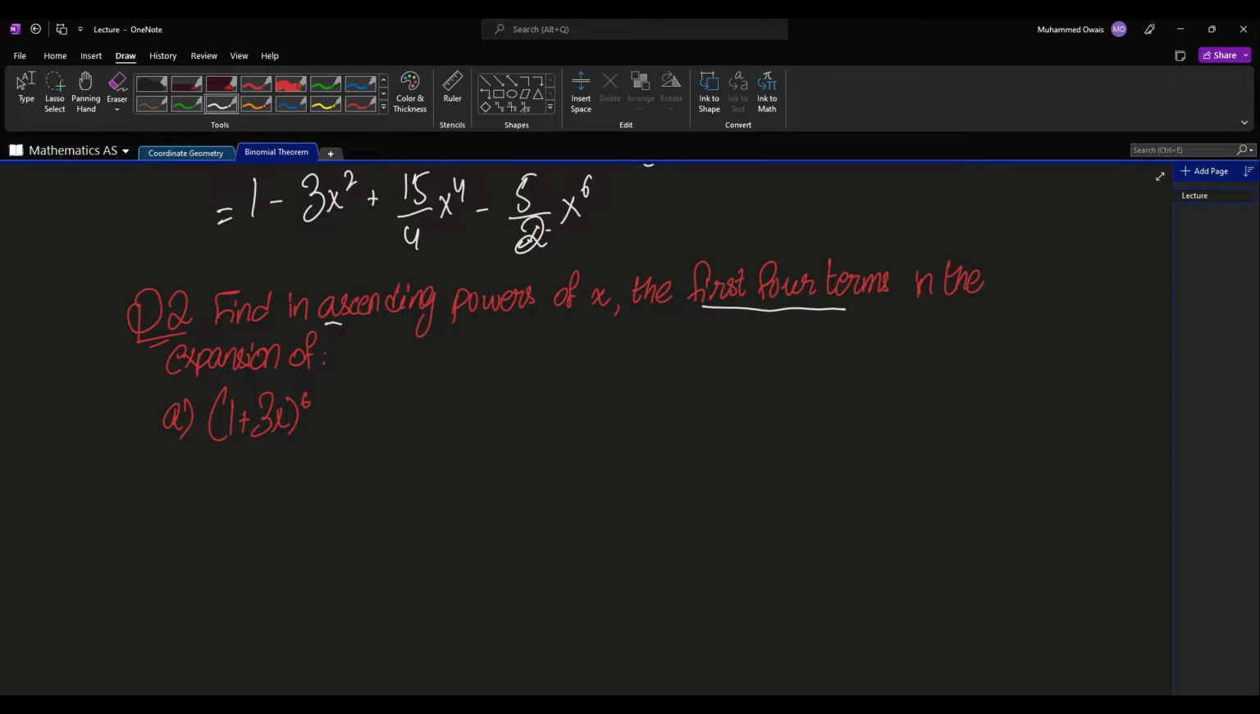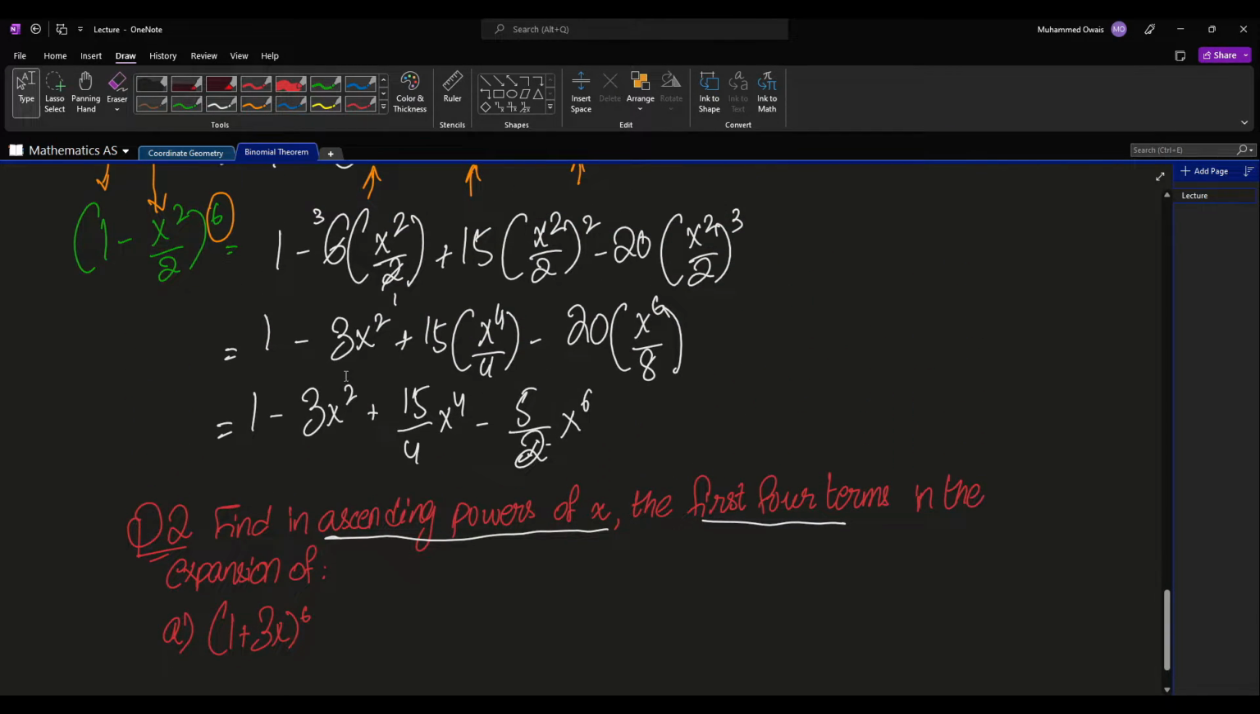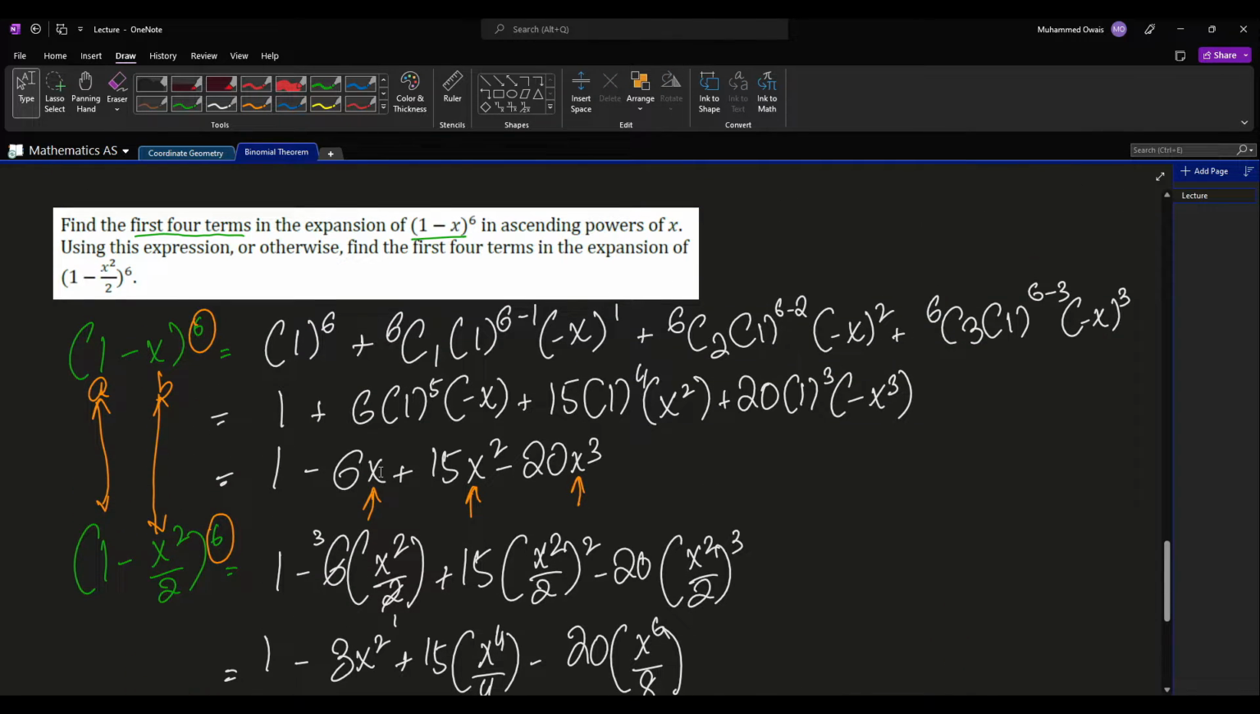Okay, and this thing, ascending powers of x, basically it is telling us that the powers of x should increase from small to big. Like here, last time we did this, 2, 4, 6. The powers of x were in an ascending order. Same for here, 1, 2, 3. Powers of x were increasing in an ascending order.